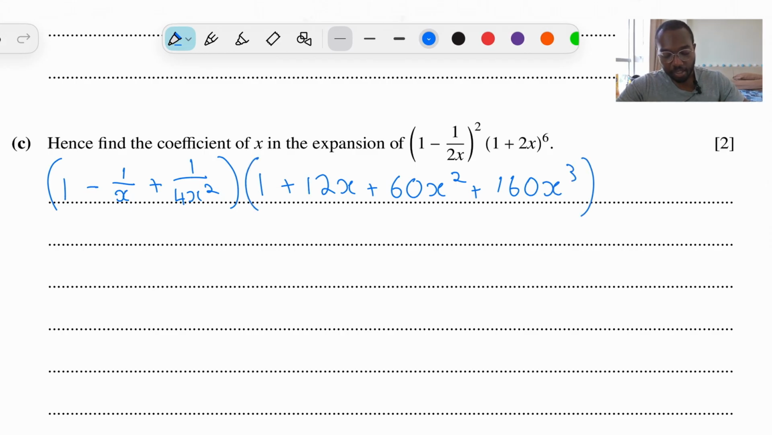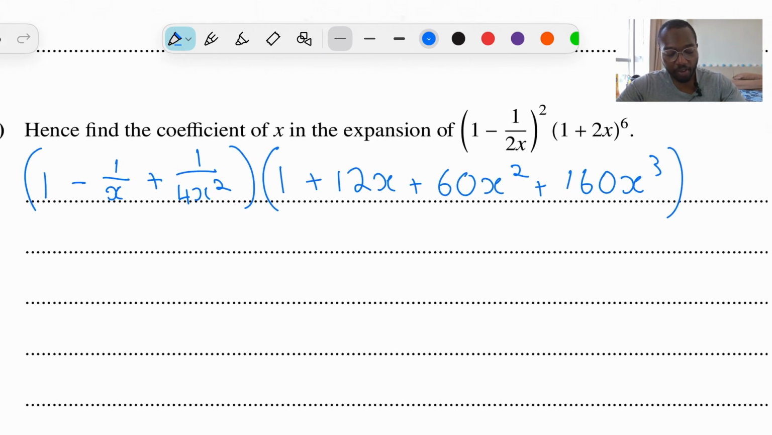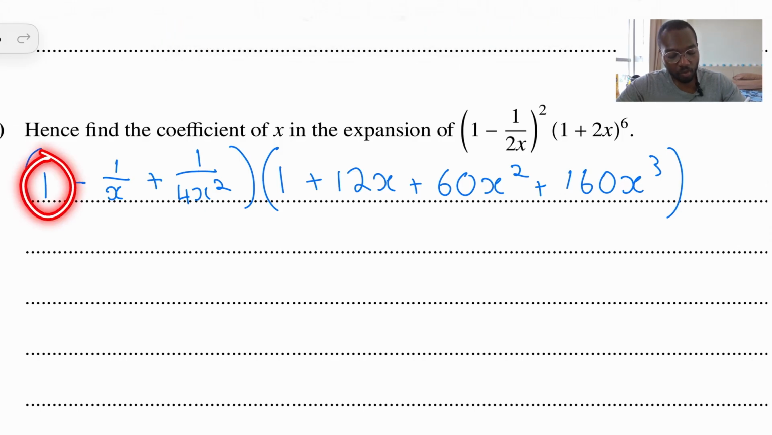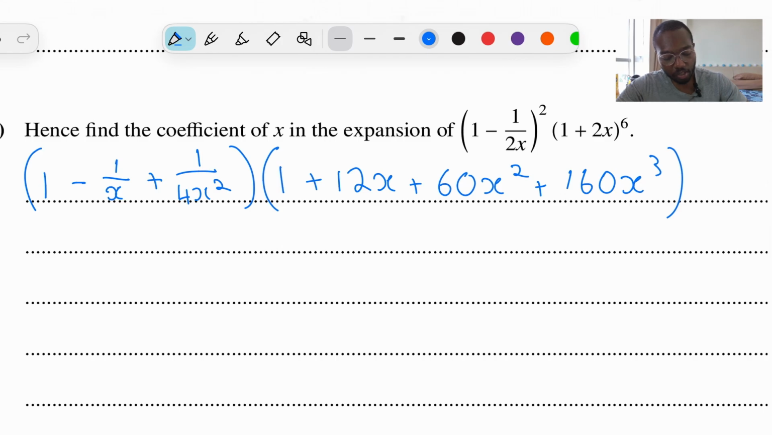So effectively, we have all of this, and we need to figure out the coefficient of x. So what we can do is just look at terms from both brackets and see which ones will give us a coefficient of x. So if we start with this one here, well, what can we multiply it by in this second bracket to give us an x coefficient? Well, this 12x, if we had to do 1 times 12x, that will give us an x coefficient. So the first bit of working we can do is 1 times 12x.